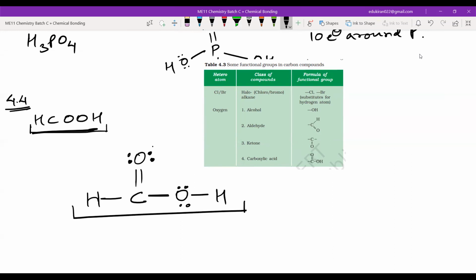Okay. So please write the structure of carboxylic acid. This is methanoic acid.